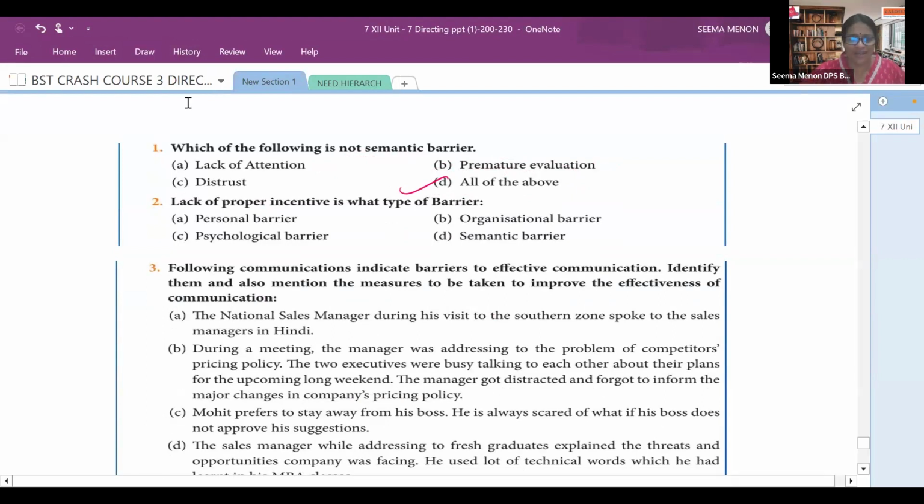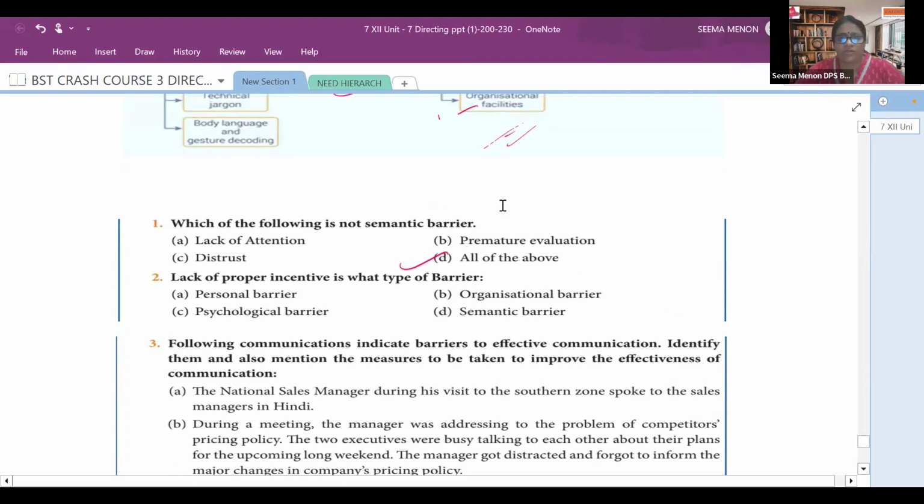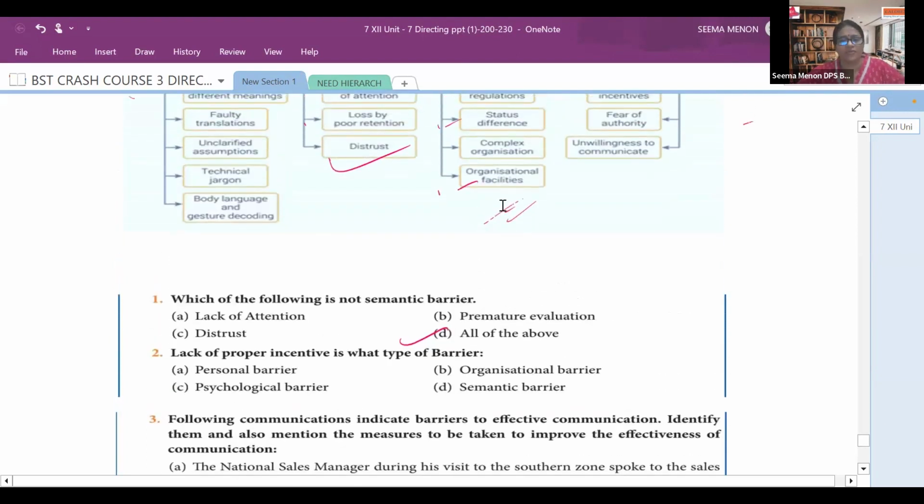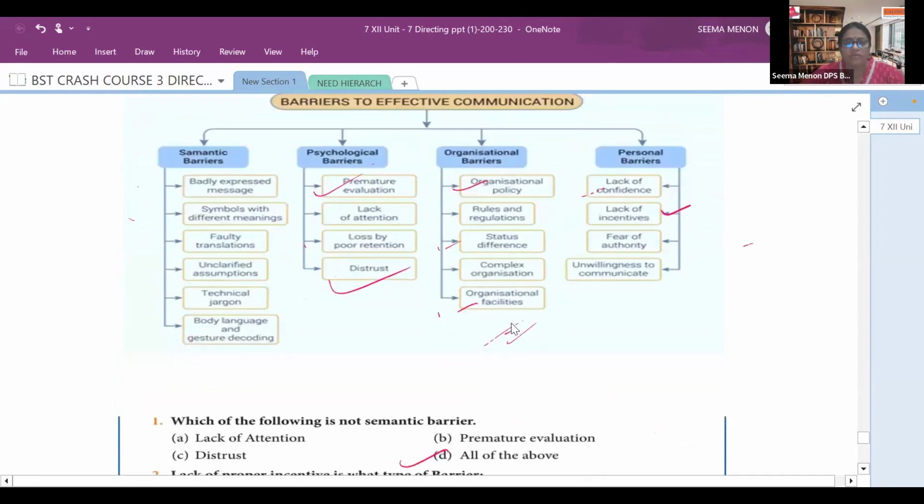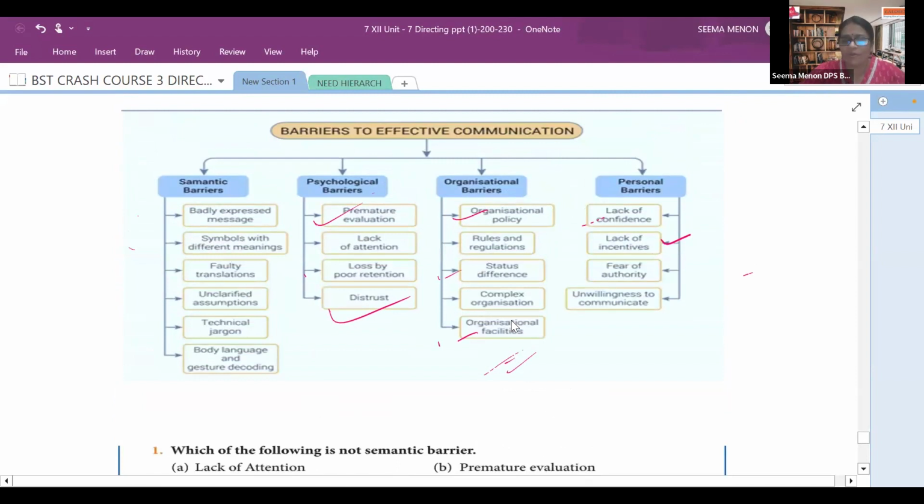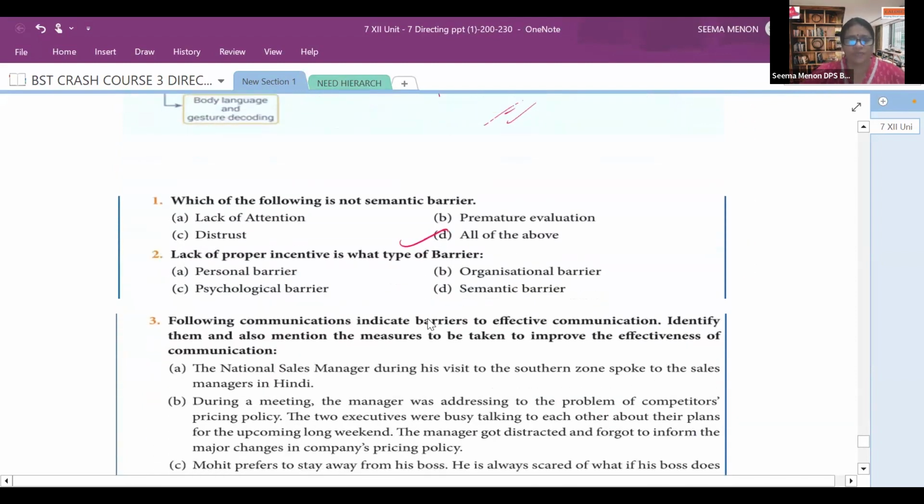Just now we discussed that proper incentive is not being given when the workers or the subordinates come with some good ideas or suggestions. So it is in the last one, right? Lack of proper incentive, you can see it is in the personal barrier. So you should know the theory. Then only you will be able to understand these types of questions.